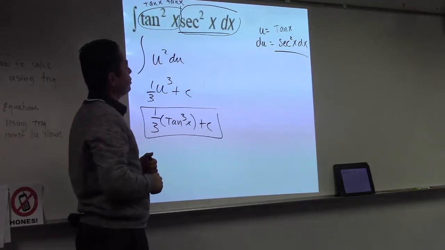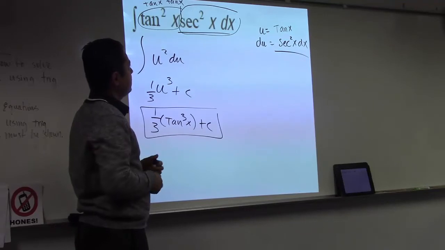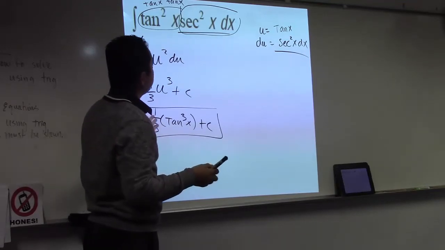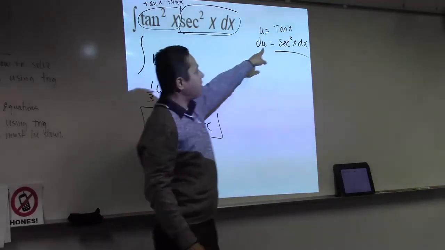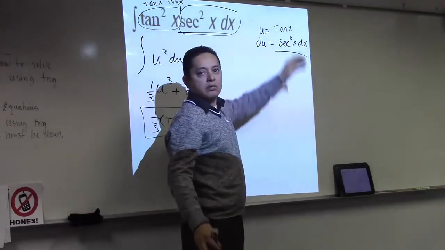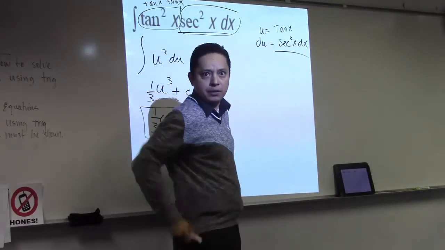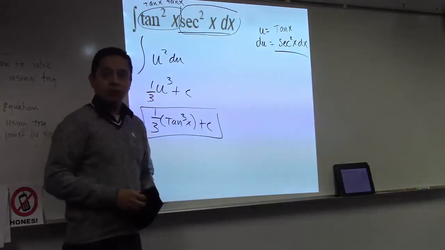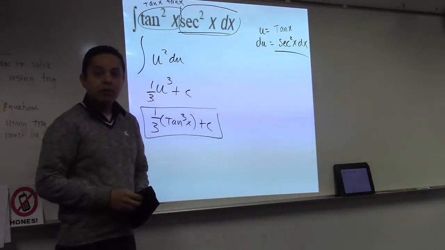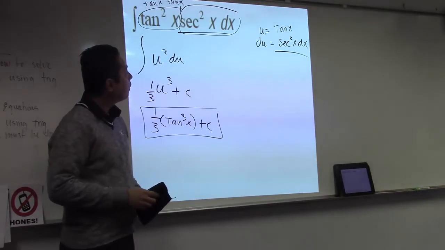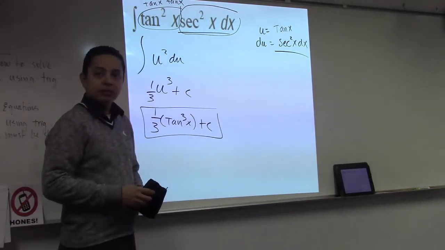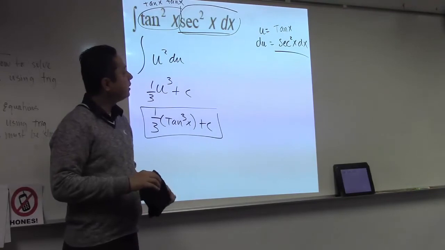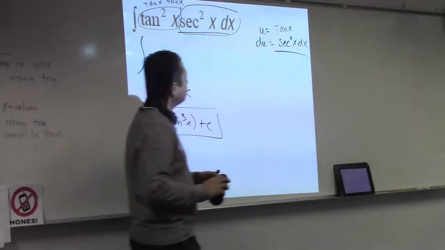There's really not much you can do here to make mistakes. I mean, the worst case scenario is that you choose the wrong u, and then you'll be stuck right there. So you just backtrack and try a different u until it works. Would it have worked with secant? If you use secant as your u, well, you would have.